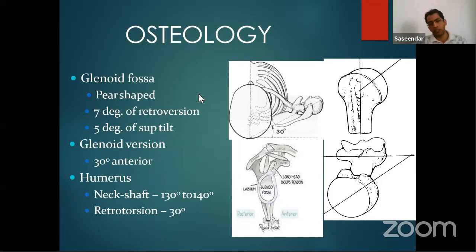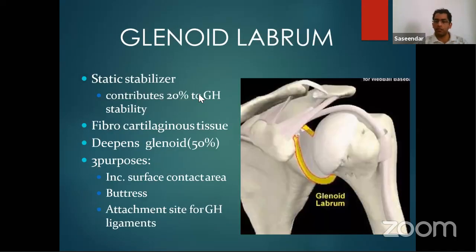So what are the things you need to know in osteology, or the bone component of static shoulder stability? You need to understand that the scapular blade is not parallel to the coronal plane. It's at 30 degrees to the coronal plane. So a lot of things change in relation to this. The glenoid has a retroversion of 7 degrees, and the humeral head has a corresponding retroversion of 30 degrees. So all these lead to better stability. The factors have tried to prevent more and more of anterior shoulder instability, because that is the most common instability.